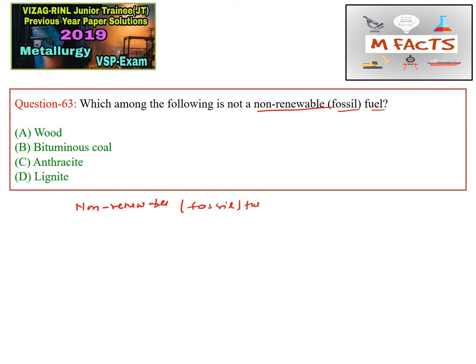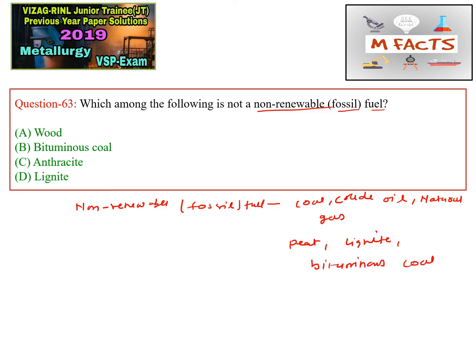Okay, so non-renewable fuels are basically coal, crude oil, natural gas, these all are non-renewable, and also peat, lignite, bituminous coal, these all are non-renewable fuels. Bituminous coal and anthracite also, so these all are non-renewable.